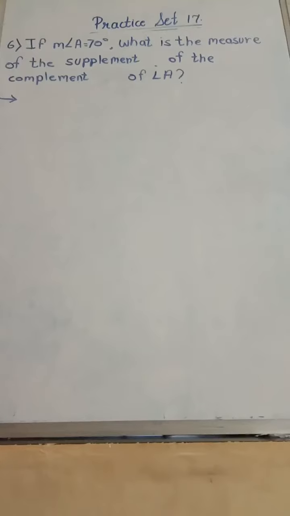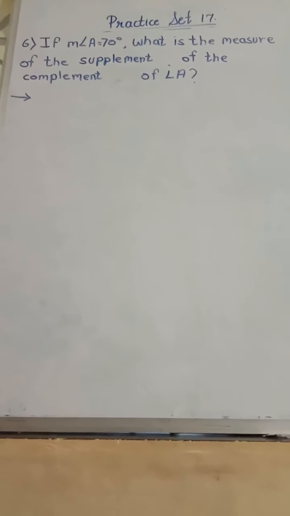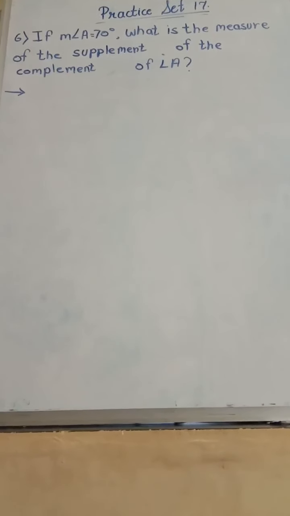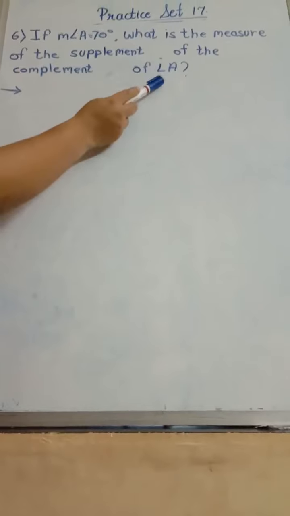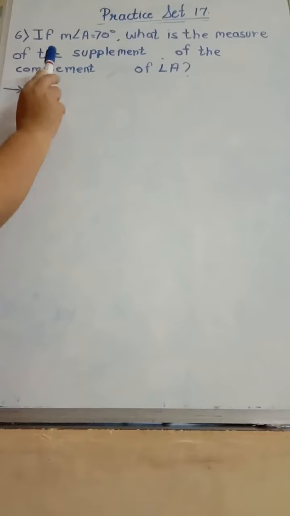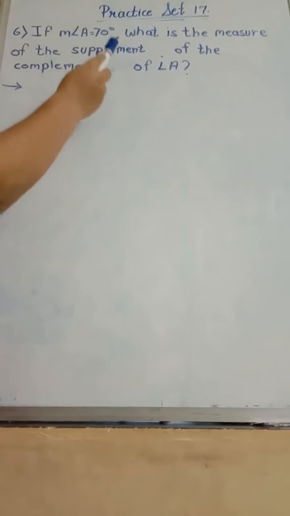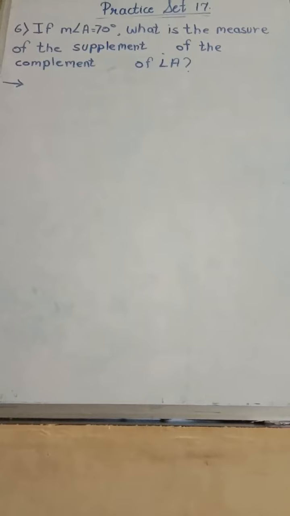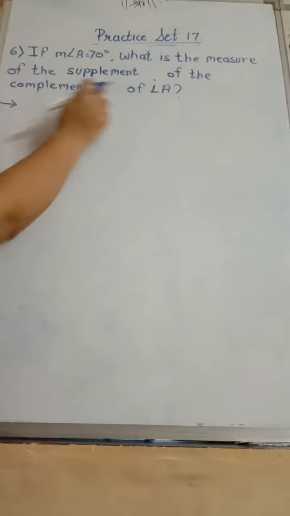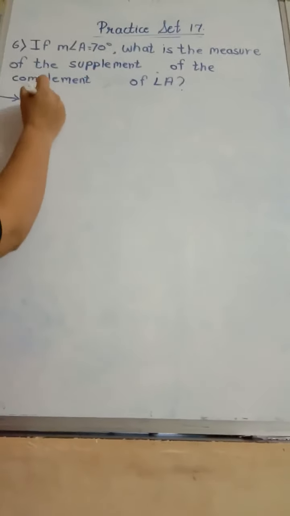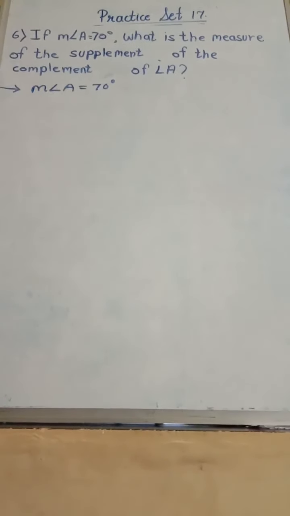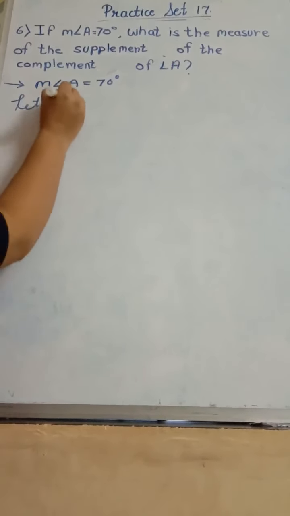Next sum, that is, if measure of angle A is 70 degrees, what is the measure of the supplement of the complement of angle A? Means angle A is 70 degrees. Yes, 70 degrees, complement you have to find out, and whatever complement you get, its supplement you have to find out. Did you understand? We will solve the sum in the reverse manner. Yes, that is, first we will find, we know angle A. What is angle A? Measure of angle A is how much? 70 degrees.